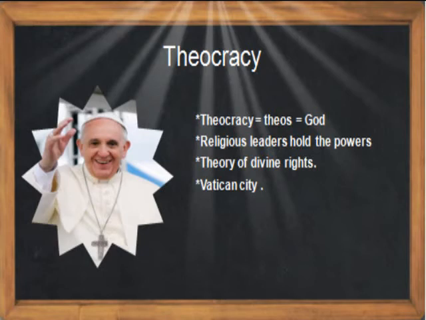Today, there are no examples of absolute theocracies, except like Vatican City, right, in Italy, in Rome. It's the smallest country in the world. Vatican City has a semi-theocratic government, where the Pope, you can see in the picture, is the leader of the Roman Catholic Church, and he holds the power. So this is theocracy, ruled by the spiritual leader. And this also believes in the theory of divine rights.